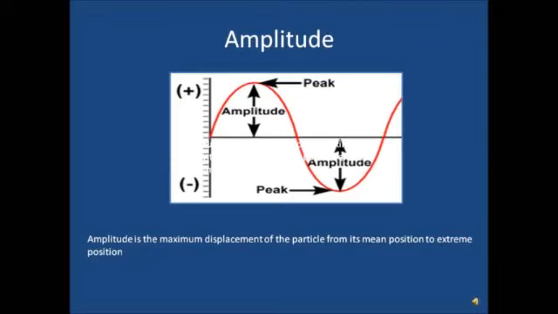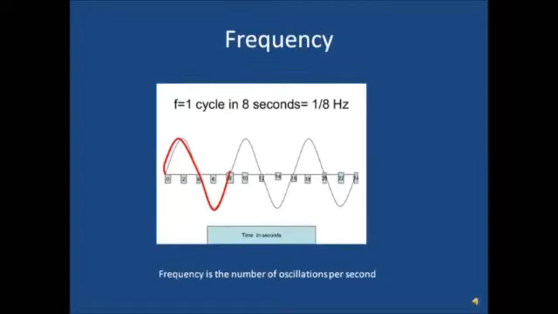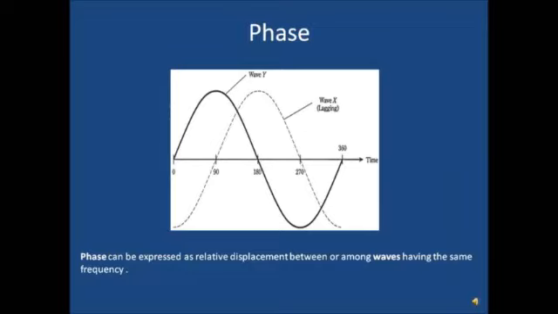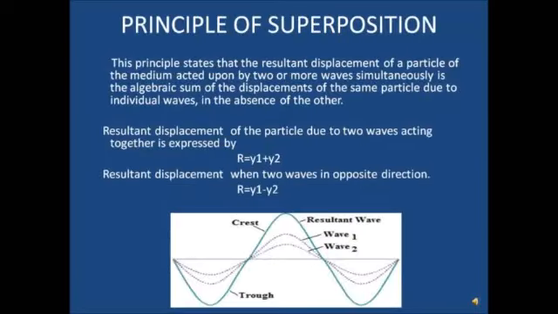Amplitude. Amplitude is the maximum displacement of the particle from its mean position to extreme position. Frequency. Frequency is the number of oscillations per second. Time period. Time period is the time taken for one complete oscillation. Phase. Phase can be expressed as relative displacement between or among waves having the same frequency.